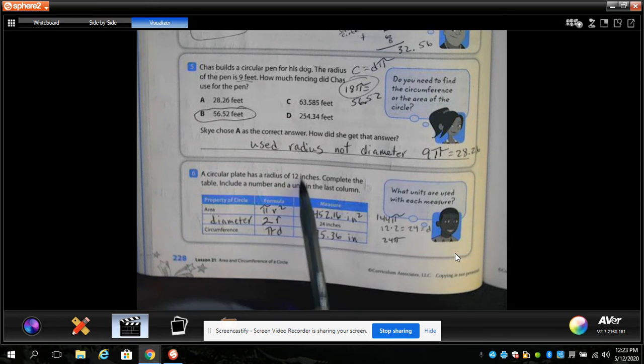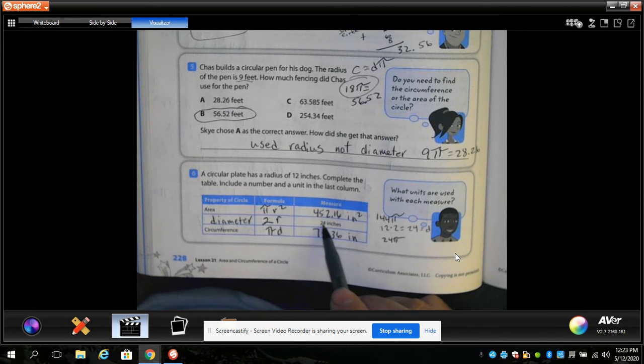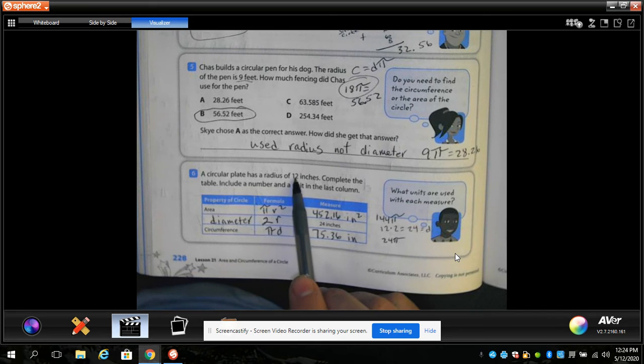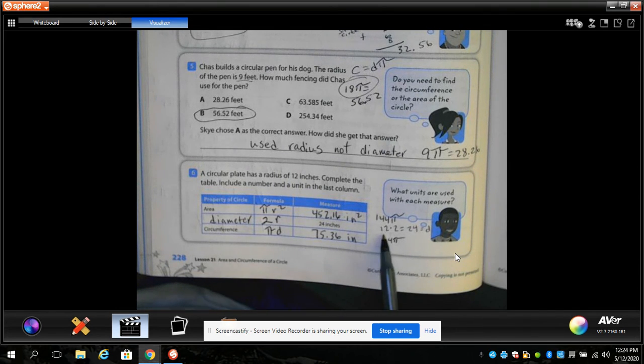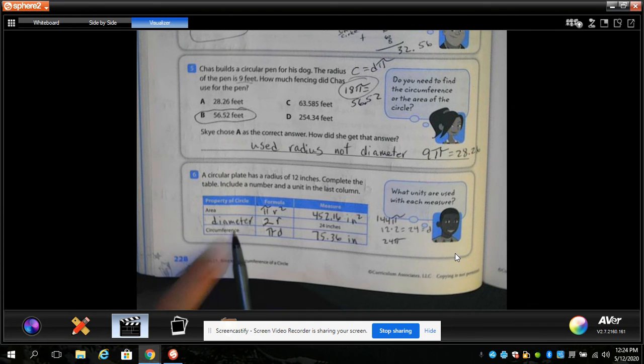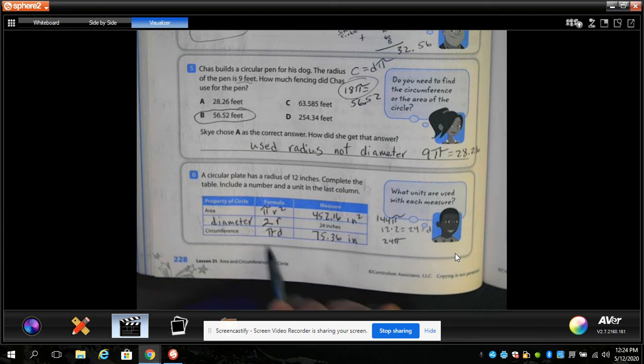Now, from this information, if we have 24 inches, that means that's twice the radius, since 12 times 2 is 24. So that will be the diameter, which is 2 times the radius. All right. And then the last one, they're telling you to find the circumference. So the circumference is diameter times pi, or pi times diameter.